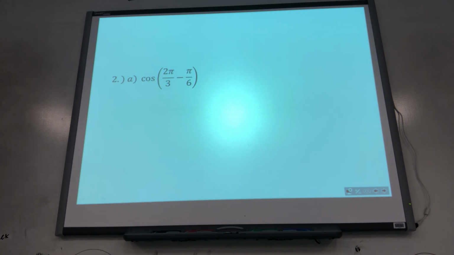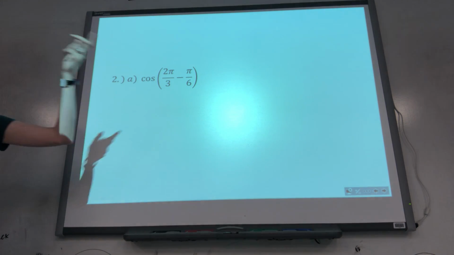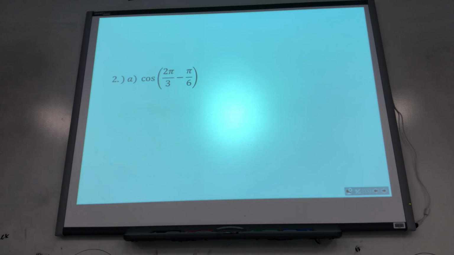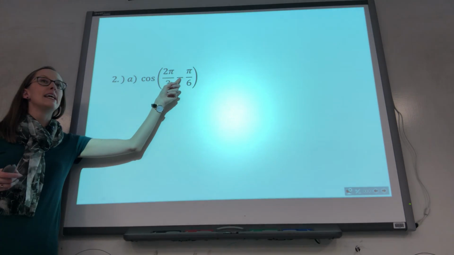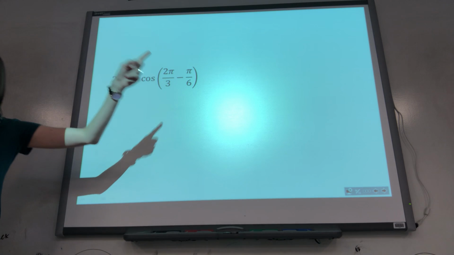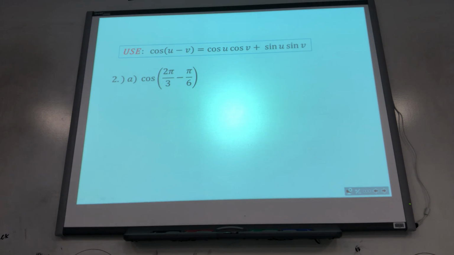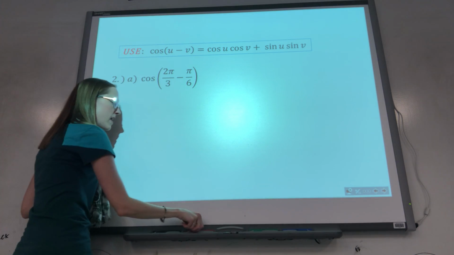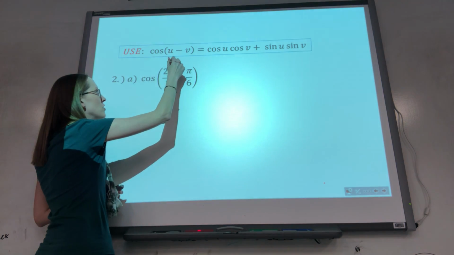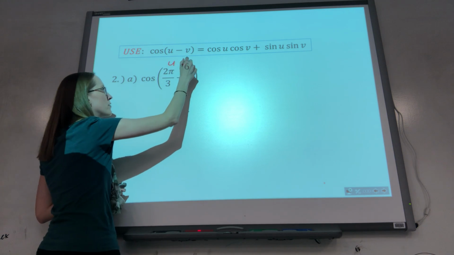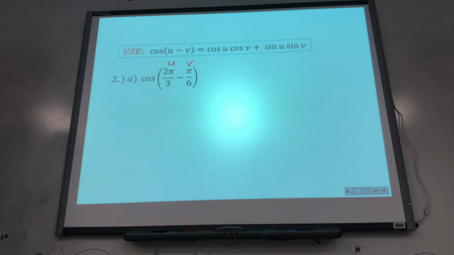Okie doke. I need to look for my formula first. I see cosine out front. So look at the third and fourth formulas that I gave you earlier. But this is cosine of a difference. There's a minus. So when you look at your formulas, you want this one. Cosine of u minus v. U for us is 2 pi over 3. V is pi over 6.